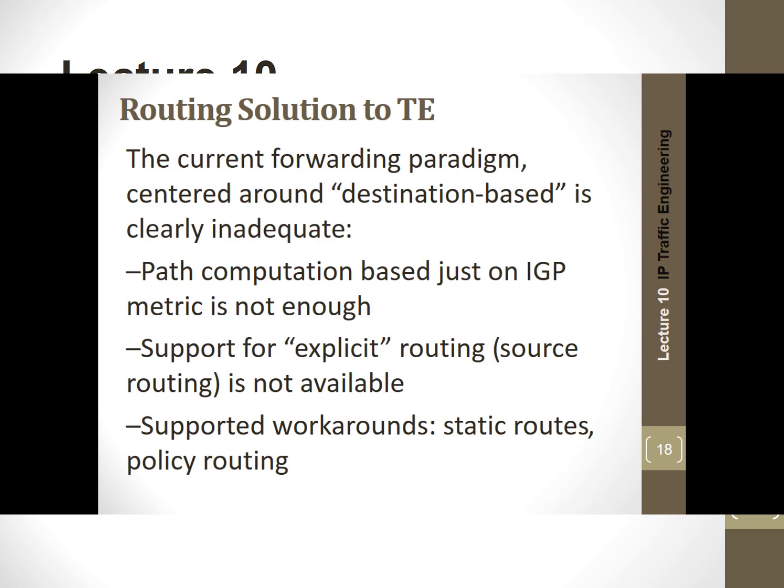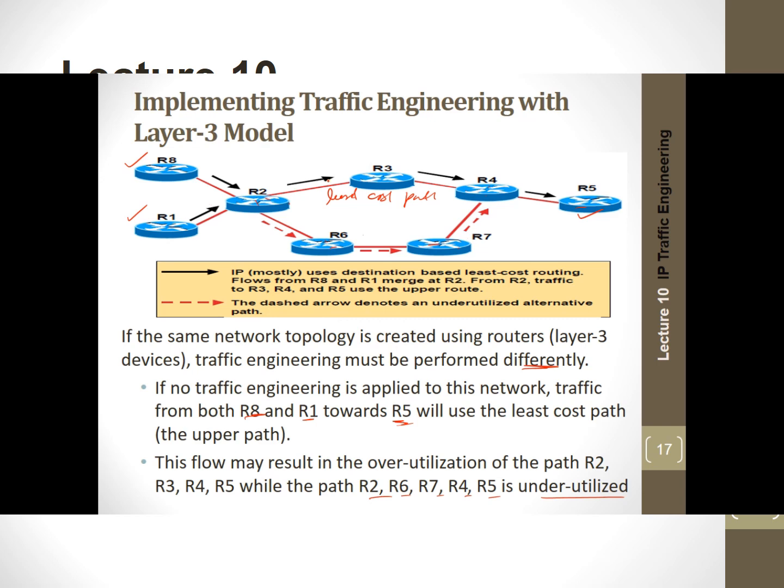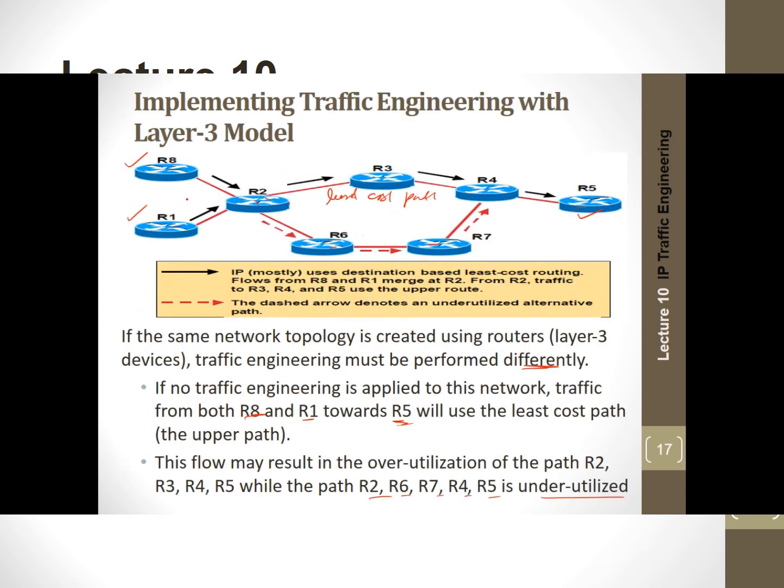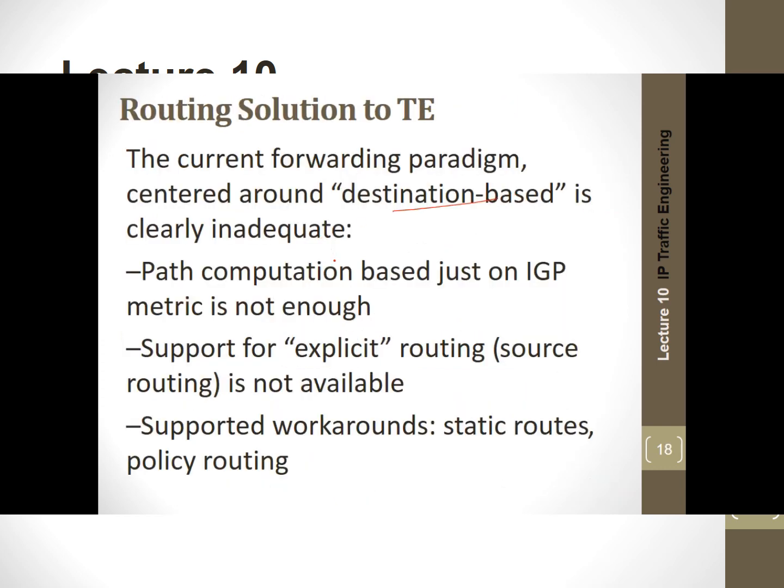So, a routing solution to traffic engineering. Here it says that the current forwarding paradigm is centered around destination based forwarding. The current forwarding paradigm is based on the destination, meaning we need to reach the destination with least cost. So it says that this is inadequate, or you can say insufficient, it is not enough. So path computation based just on IGP metric is not enough.